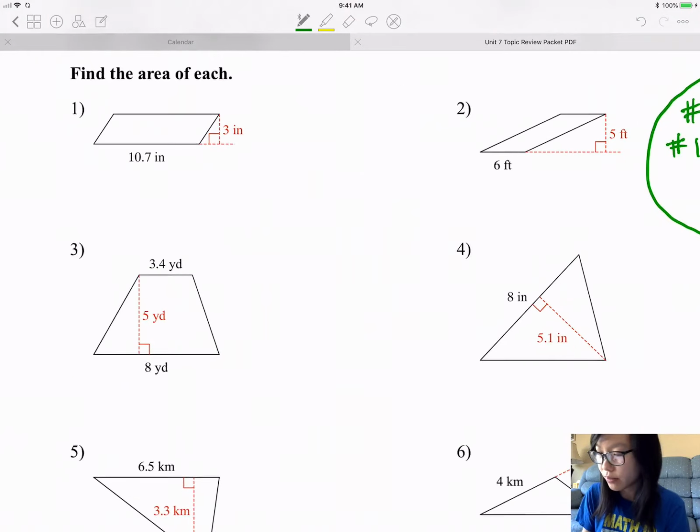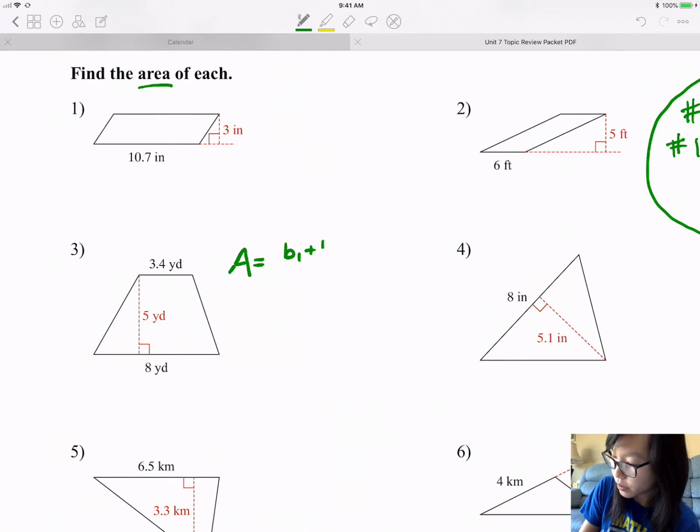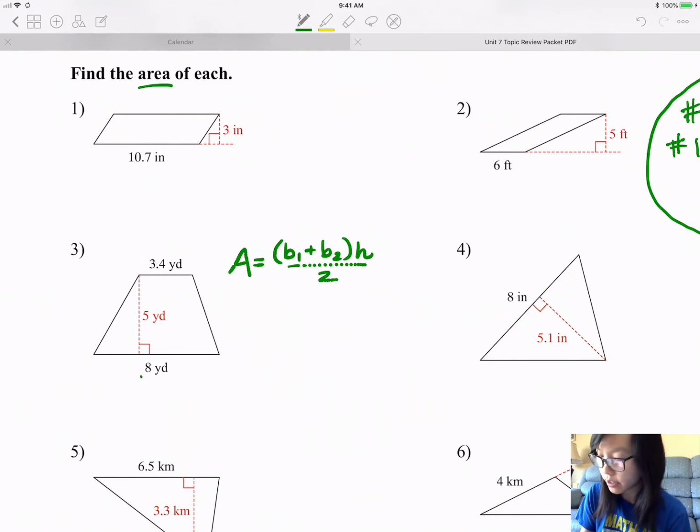Let's start with finding the area of a trapezoid. To find the area of a trapezoid, we use this formula: A equals (B1 plus B2) times the height, divided by 2. Let's go ahead and find those lengths, starting with base 1. Base 1 is this 8 right here, and we're adding it to base 2, which is 3.4.